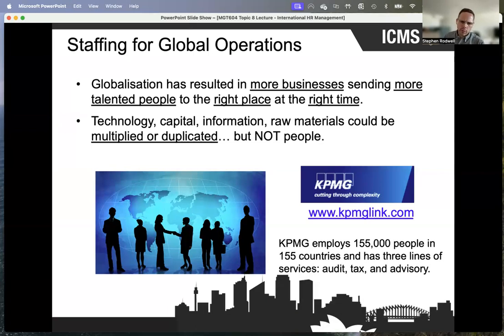So KPMG, for example, employs 155,000 people in 155 countries and has 3 lines of service: audit, tax, and consultancy/advisory.